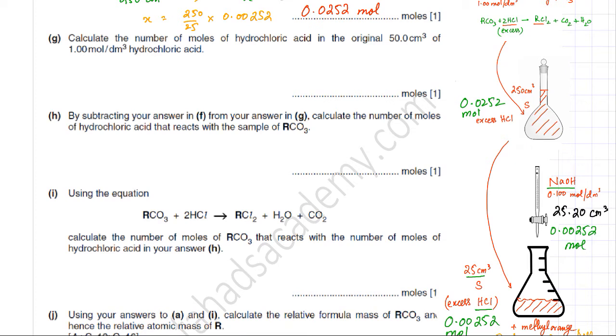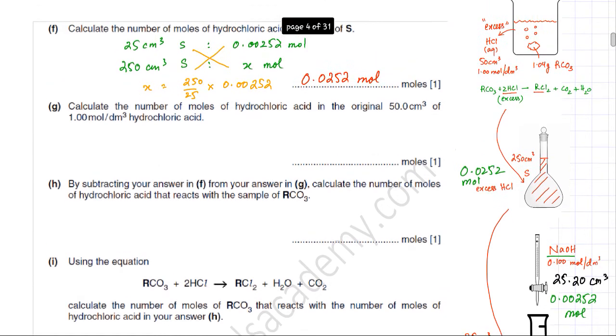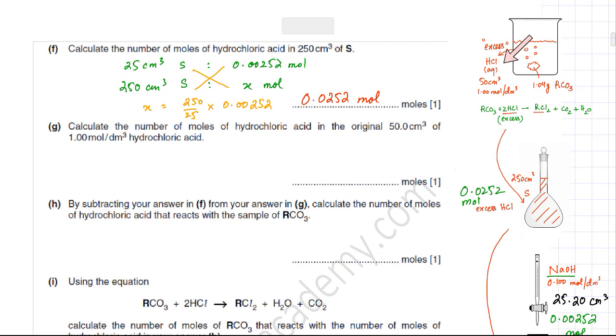Now remember one thing, that this HCl is the leftover HCl from the previous reaction. In the original reaction that we did, an excess of HCl was added. It was 50 cm cube, 1 mole per dm cube, and not all of this excess HCl reacted in this first reaction. This leftover HCl was then transferred to this volumetric flask. So this is the leftover HCl from the previous reaction. So now he's asking us in part G, calculate the number of moles of hydrochloric acid in the original 50 cm cube, 1 mole per dm cube hydrochloric acid.